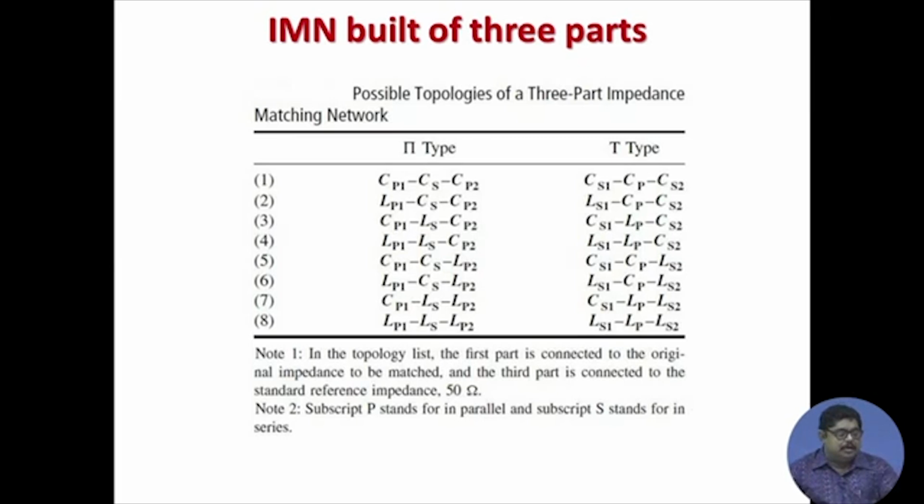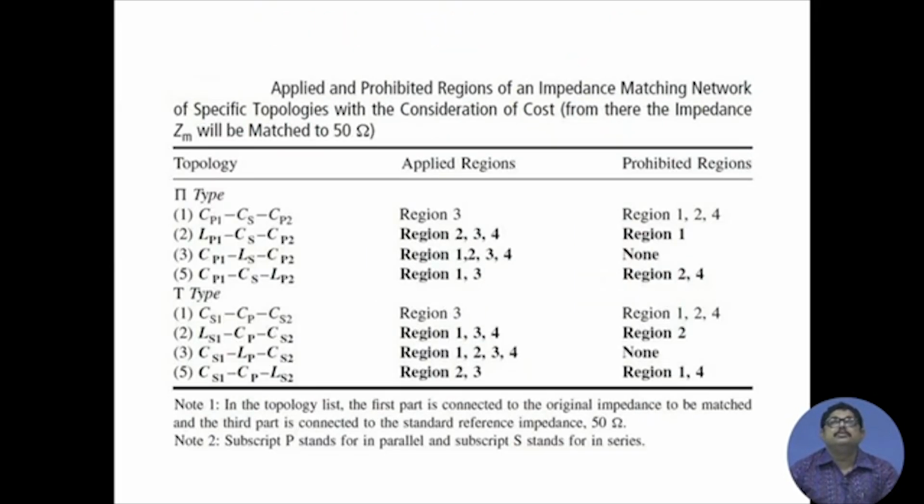These are all the possible topologies we have listed. We are not going into them here, just for your reference, if any of you attempt it, you can see that in some cases, like topology number 3 in both the pi type and T type, there are no prohibited regions. So wherever you are in the Smith chart with the original impedance, it can always be matched by these topologies.